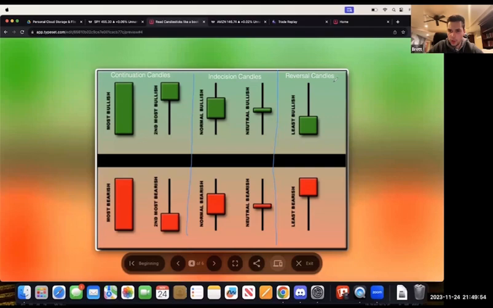These are your pin bars, right? These are your pin bars. And what does that mean? Well, what happens here is that the stock opened over here. It made a high, right? It pushed all the way higher, but then closed over here.